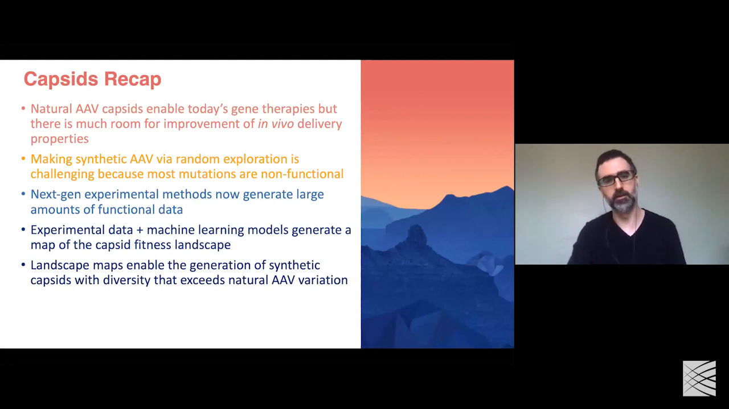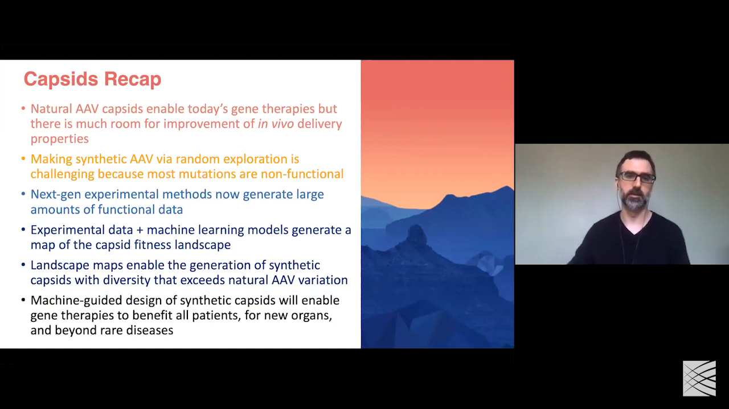For example, enabling the diversification of AAVs away from the natural serotypes, as well as optimization for all the other properties that are important for a gene therapy. And in the future, we strongly believe that this type of workflow will be quite valuable for making gene therapy even more powerful and able to benefit all patients, to be useful for treating diseases of new organs, and even to move beyond treating rare diseases by making the therapies more effective, easier to manufacture, cheaper to manufacture, so that they can be used to treat larger patient populations. It's something that could actually become a more mainstream gene therapy if we all work together to make that possible.